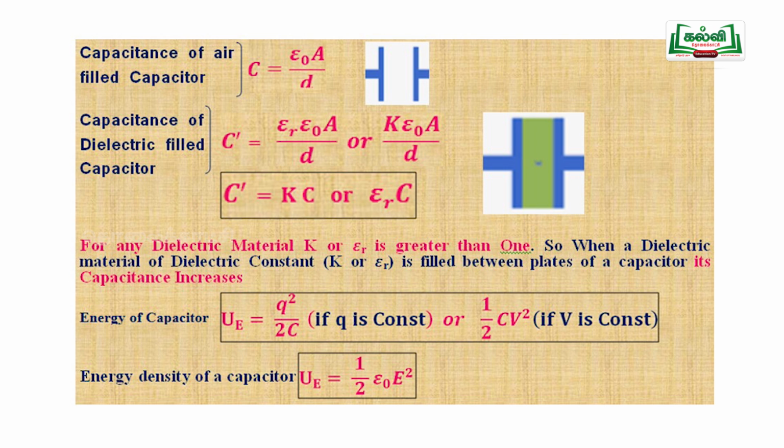If V is constant, go for this formula, half C V squared. Next, energy density of a capacitor, that is, energy stored per unit volume in a capacitor, is U_E equal to half epsilon naught E squared. The main trick here is that the capacitance will increase when a dielectric is kept inside the capacitor.